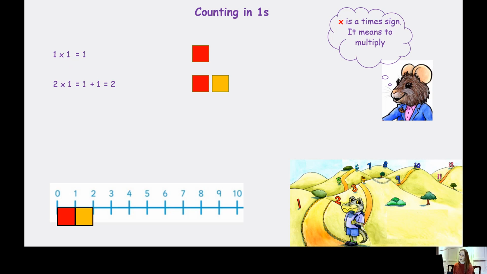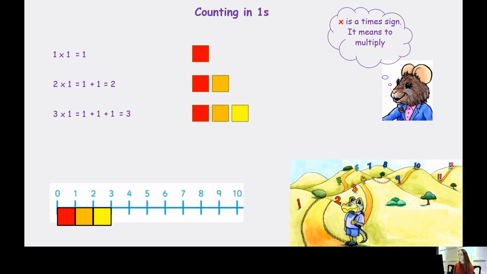And the third number in my 1x table is formed by working out the answer to 3 times 1. And that really means 3 lots of 1. So it's 1, add 1, add 1. 3 lots of 1 being added together, and that gets us to the answer of 3. And if I add that third lot of 1 onto my number line, you can see I get to 3.